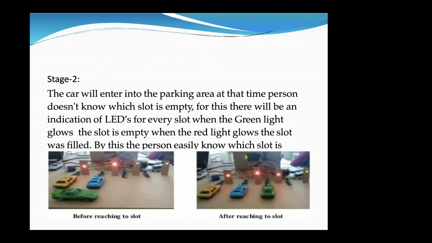Now coming to stage two, after entering through the gate, the car will enter the parking area. At that time, the person doesn't know which slot is empty and which slot is full. So for this, there will be an indication of LEDs for every slot. Where the green light glows, the slot is empty, and where the red light glows, the slot is filled. By this, the person can easily get to know which slot is free or filled. Initially there is a green light, and after parking it changes to the red light by the IR sensors.